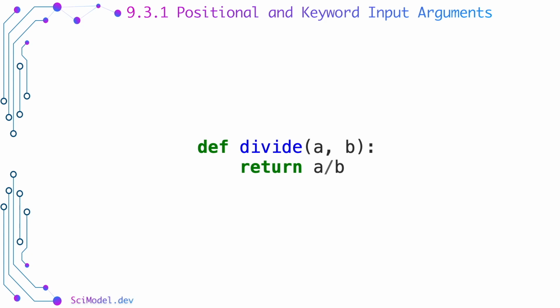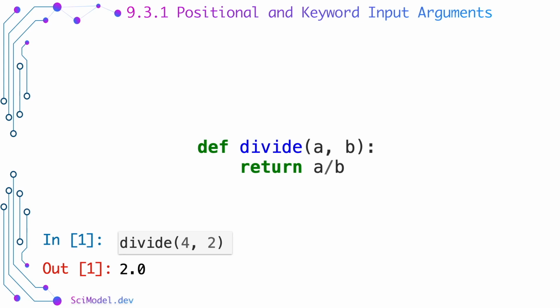Now, let's begin with the first type of function input argument. We will do so by creating a function that divides 2 numbers. The function name is divide and it takes 2 input arguments a and b. The function returns the value a divided by b. As you can see, we are able to pass 2 inputs and return a single output. If you assign variable a with value 4 and b with value 2, then the function returns 2.